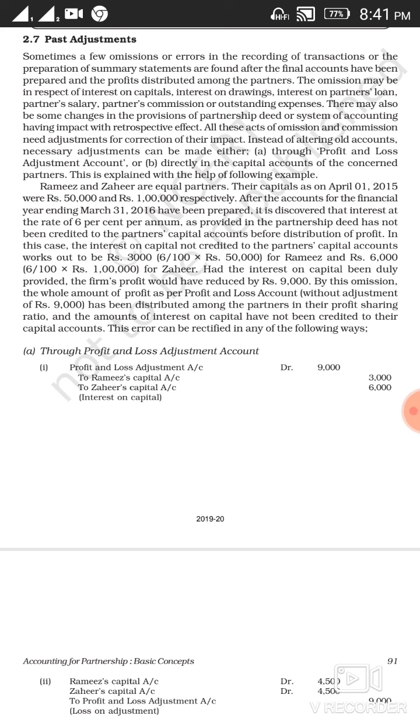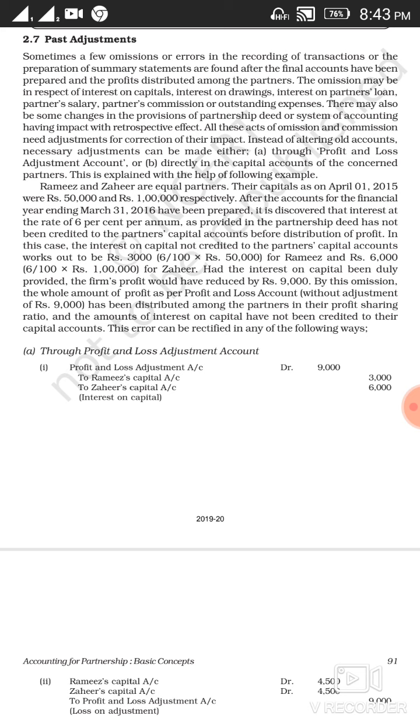So, by reading the text, you can make out that here the partnership firm forgot to provide interest on partners' capital at the rate of 6% per annum. So now the adjustment has to be done. Now how are you going to rectify it? To rectify it, first we have to make the working note.